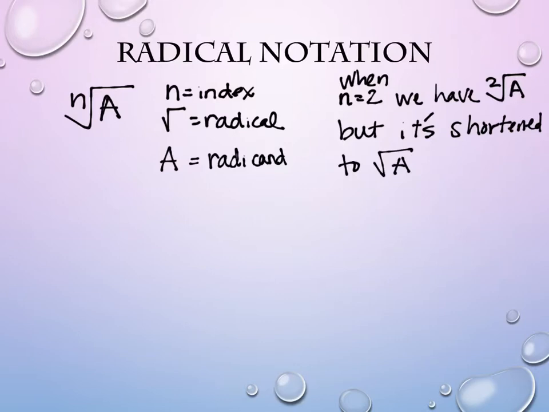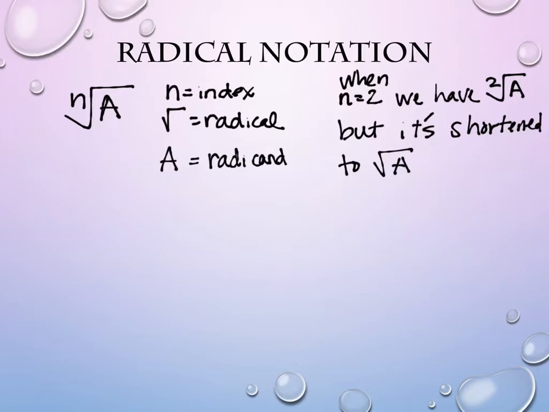It's kind of like when I see the variable x just written all by itself, it has an understood coefficient of 1, right? Even if you don't see it, you know it means that it's 1x. Here, if you don't see the 2, it still means it's a square root. Any other index will be expressly stated. So if we're dealing with a cube root or a fourth root, it'll say so. But if it doesn't say anything, then it's a square root.